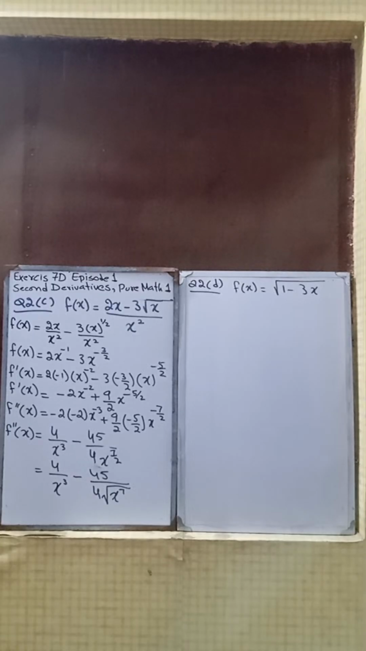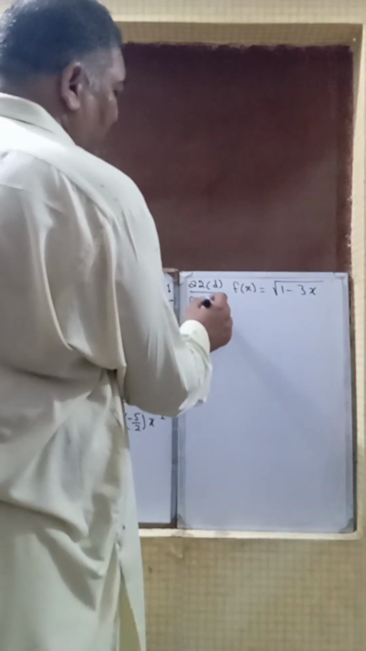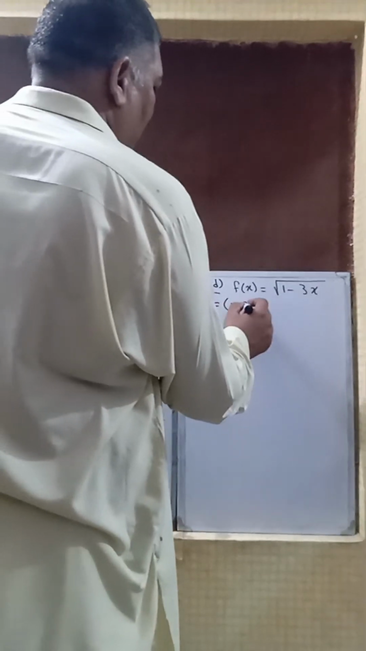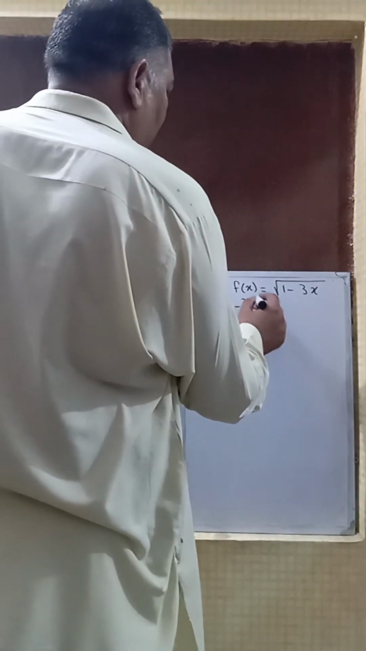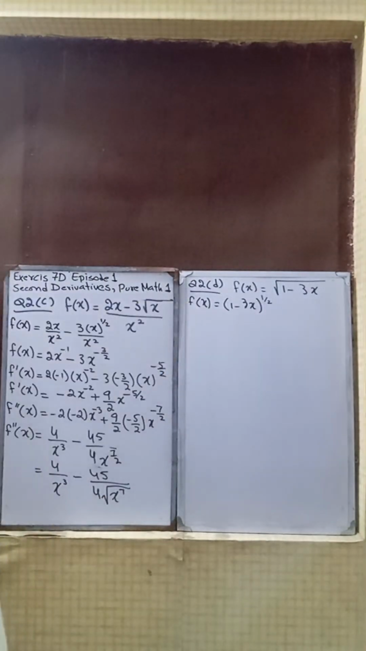Okay, so we will write this in the simple form, I mean in exponential form. f(x) is equal to (1 minus 3x) raised to power 1 by 2. Now I can find its derivative.